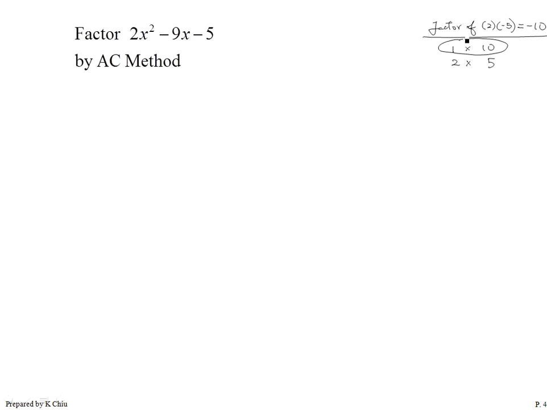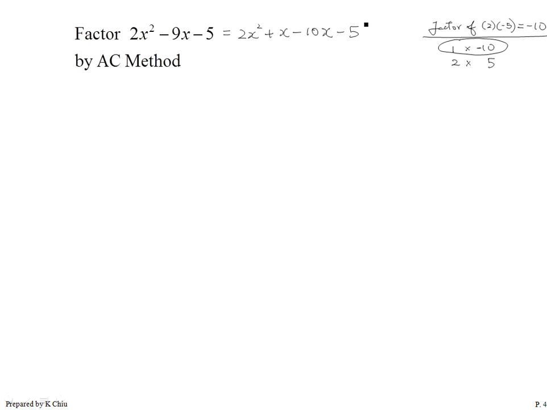The first pair. Now, finally, I need to determine negative belongs to what? 1 or 10? So that the sum would become negative 9. 1 or 10? 10. Okay. Now, if I give it to the 1, when I add them together, it would be positive 9. So now, I am going to break up the middle terms. The first term and the last term stay the same. So I have the 2x squared plus x minus 10x minus 5.